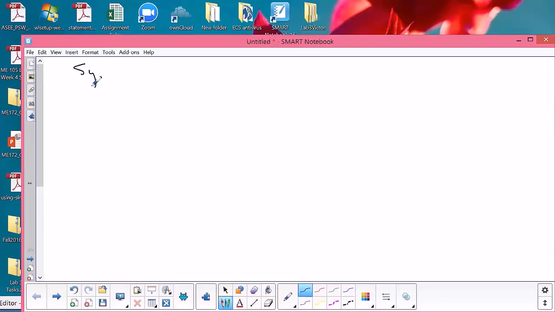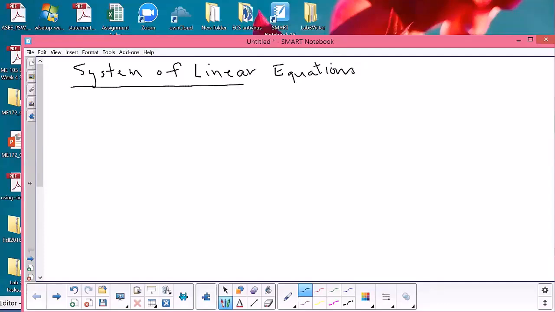We have a system of linear equations. I'll show you the theoretical format that I'm using, Cramer's rule. So for the theory, we'll apply Cramer's rule.